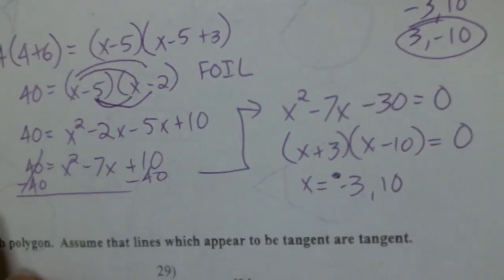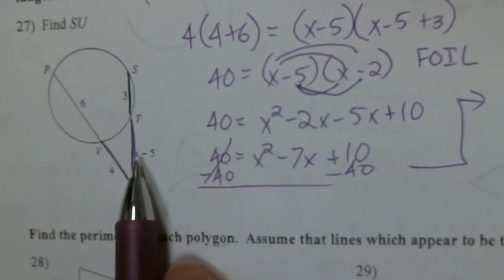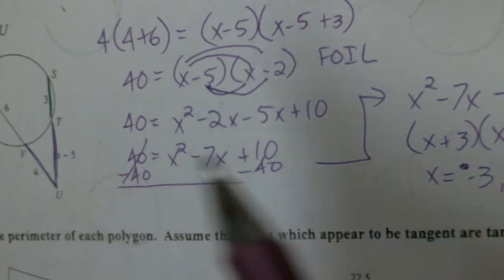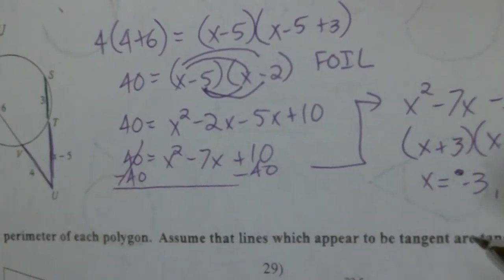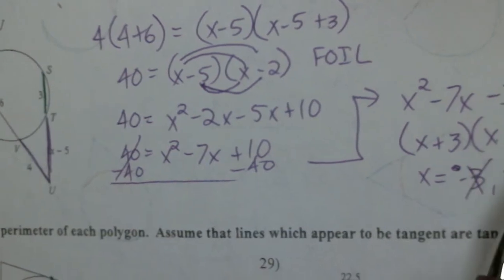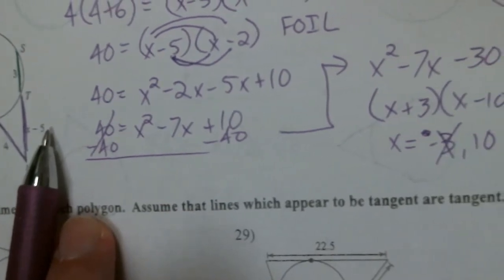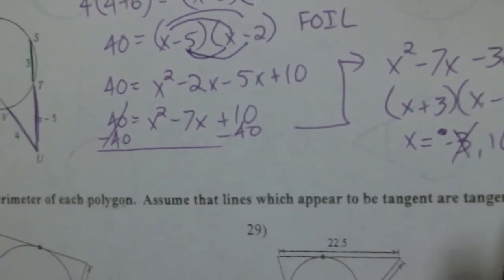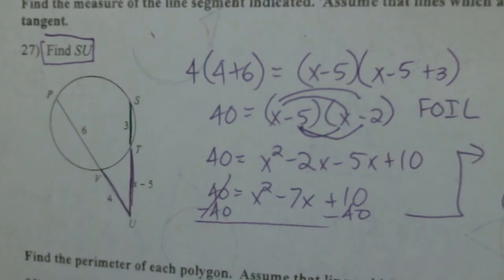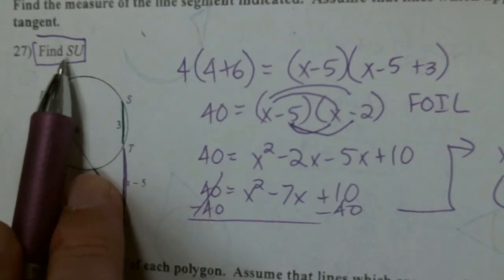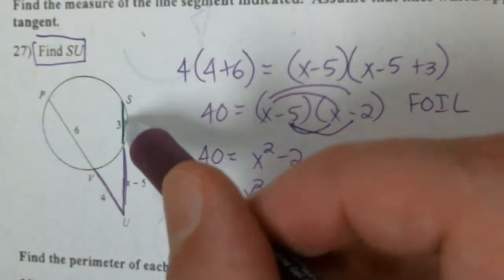But I got to go back and plug it back in. Okay. When I plug in negative 3, minus 5 is a negative 8. So once again, that doesn't work. Okay. I can't have a negative 3. Okay. If I plug in a 10, 10 minus 5, that does work. Okay. That gives me a positive number. Look at what the question is asking for, guys. Look at what it's asking for. They did not ask you to find x. They asked you to find the length of SU.